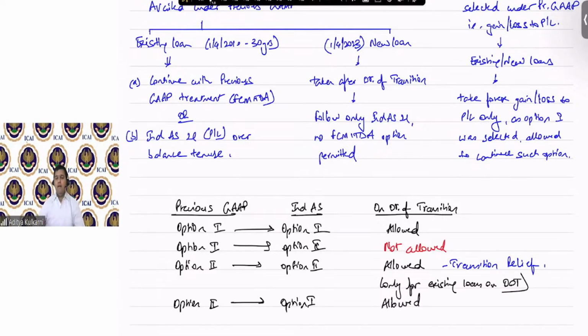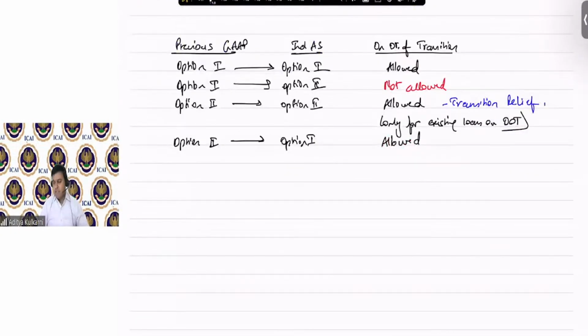Okay. I'm moving it to Ind AS 21. That means the previous GAAP loan, for which I had taken FCMITDA, now the forex gain or loss on that loan from the Ind AS regime onwards, I want to take it to the P&L. Do you need a retrospective requirement? Answer is no. Henceforth, going forward, whatever it is, you take it to P&L. The opening FCMITDA, you charge it off against the retained earnings.